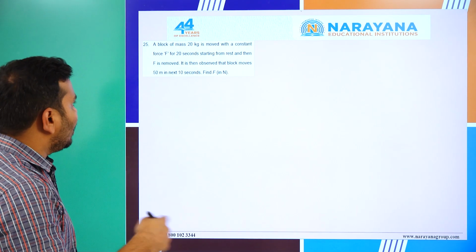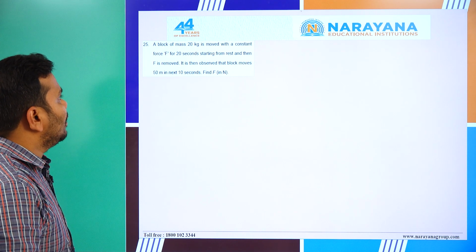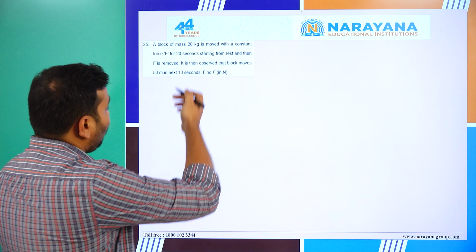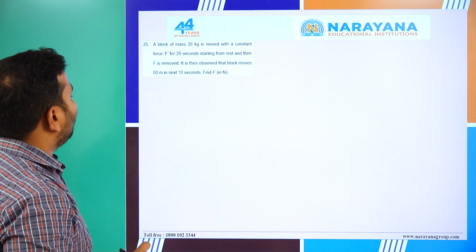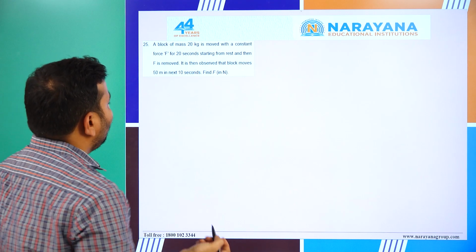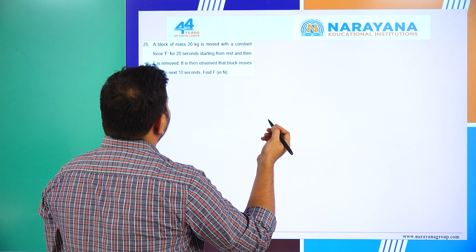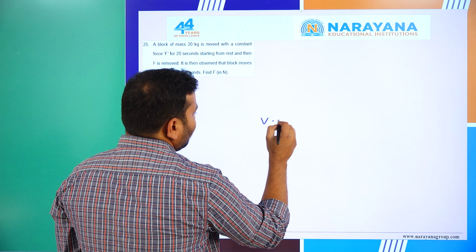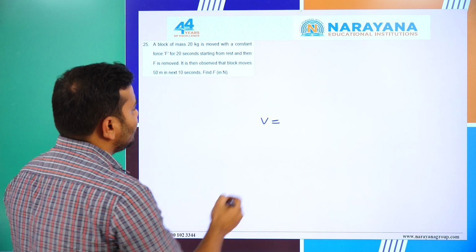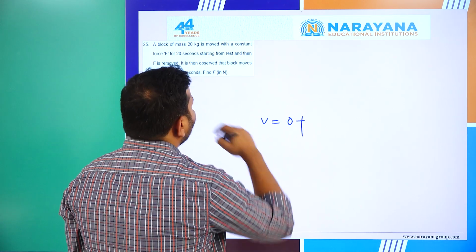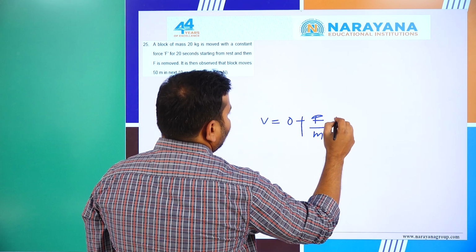So the moment they are removing the force, at that instant the speed is 5 meter per second, right. So now the acceleration of the object, there is a constant force, right. So the velocity acquired in 20 seconds is 5 meter per second, then v is equal to the initial velocity, since the block moved with a constant force starting from rest, initial velocity 0, plus acceleration, which is force by m, into time.